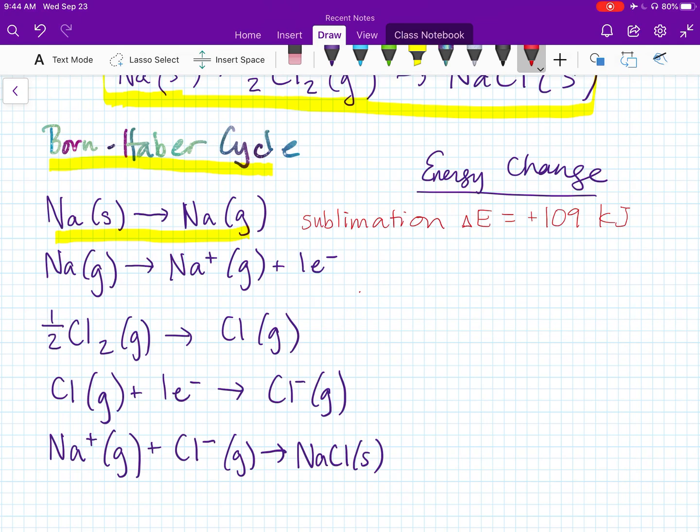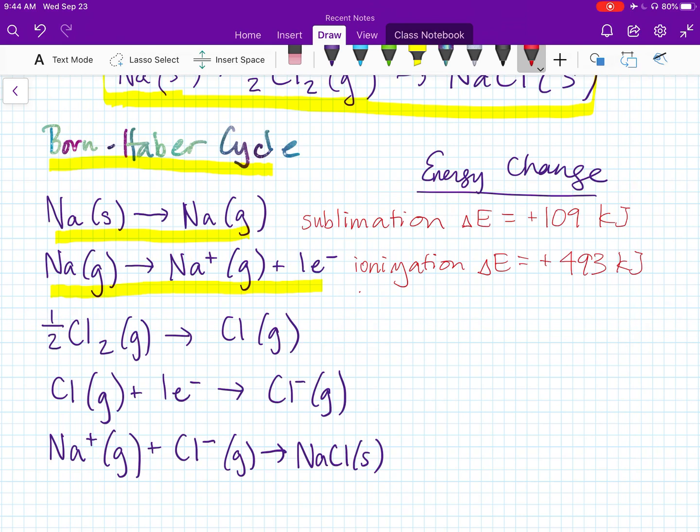Let's look at the next example. We have sodium gas losing an electron. Now, we've seen that before. That's ionization energy, and the ionization energy is also positive. In this case, it's a large positive value, 493, because it requires energy input into the system to ionize that electron, to pull that electron away from the sodium atom.